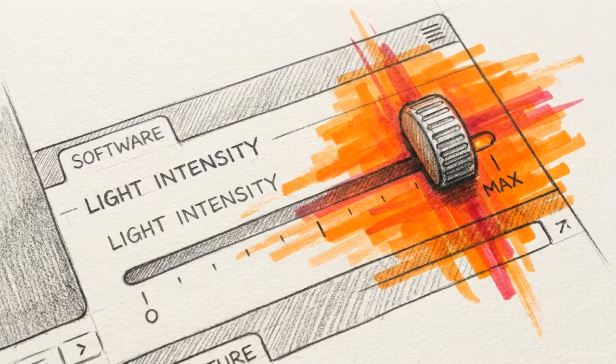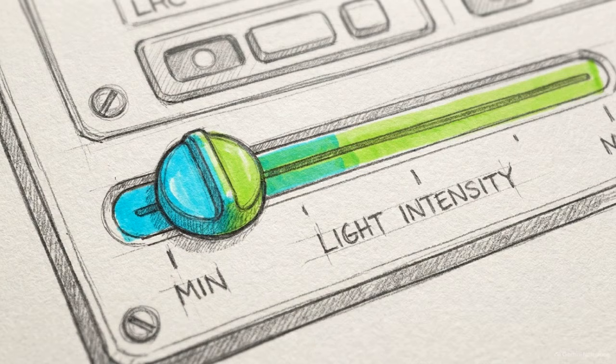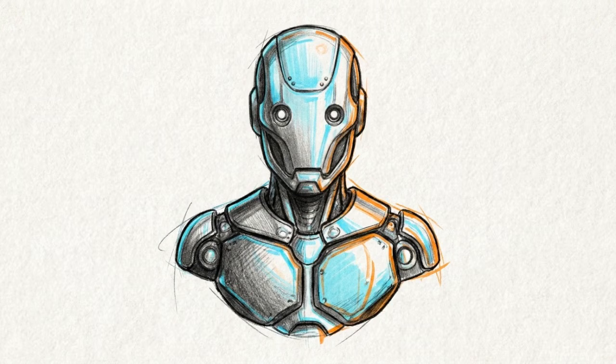A frequent mistake is dropping in an HDRI and leaving the default strength at 1.0. This often floods the scene with so much illumination that it washes out the subject and flattens your shadows. Instead, drop your HDRI strength down to around 0.15. This gives you just enough ambient fill and surface reflection while leaving plenty of room to craft your own lights.